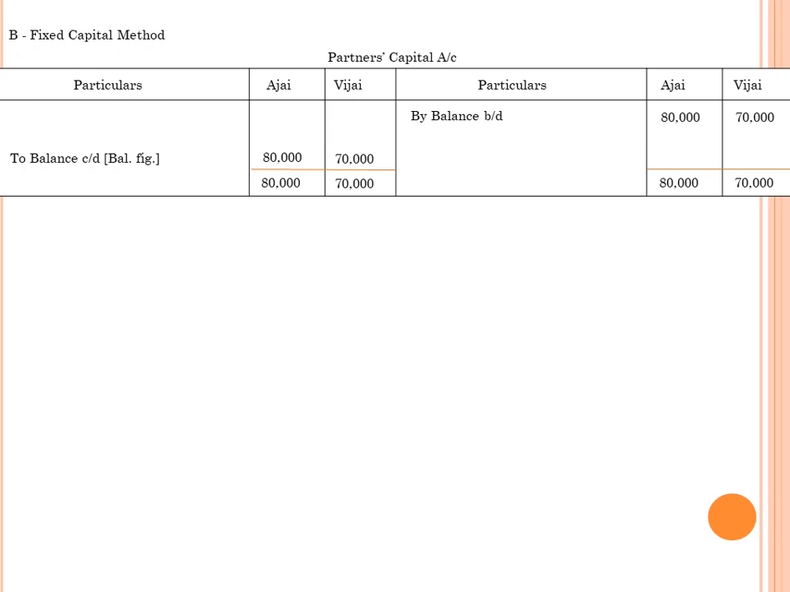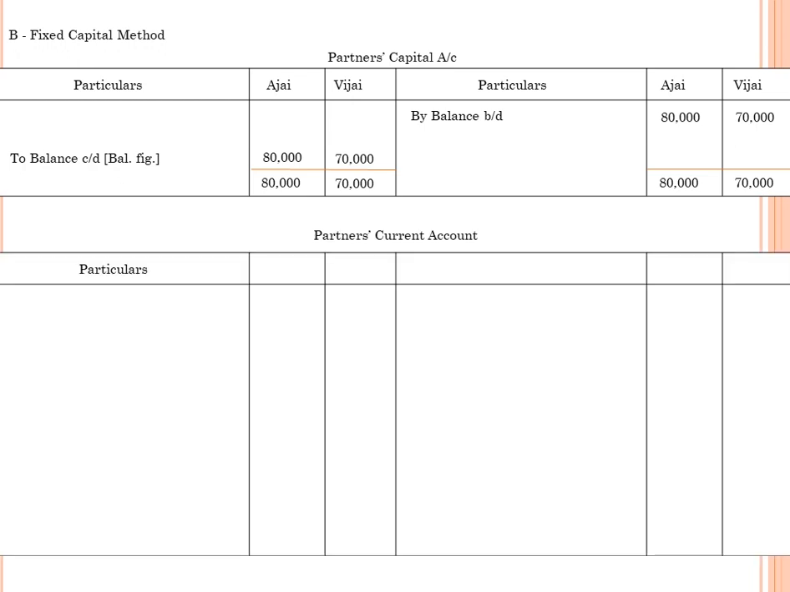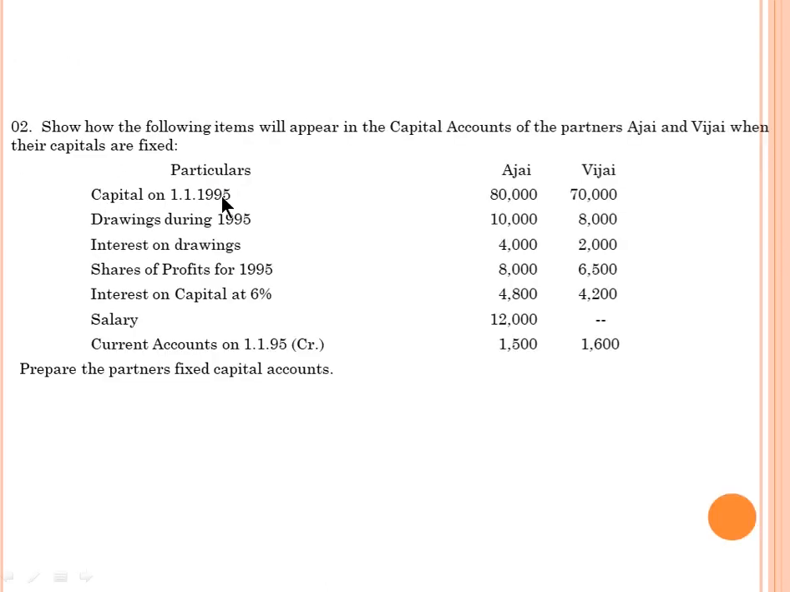Now we move on to the partner's current account. You divide into 6 columns, the same: particulars, Ajay, Vijay, and particulars, the partners' names, Ajay and Vijay. Now we look into the problem. Capital on 1/1/95 we recorded in the partner's capital account. Drawings, Ajay 10,000, Vijay 8,000, we are going to record on the debit side of the partner's current account. Interest on drawings, 4,000, 2,000, we are going to record on the debit side of the current account.